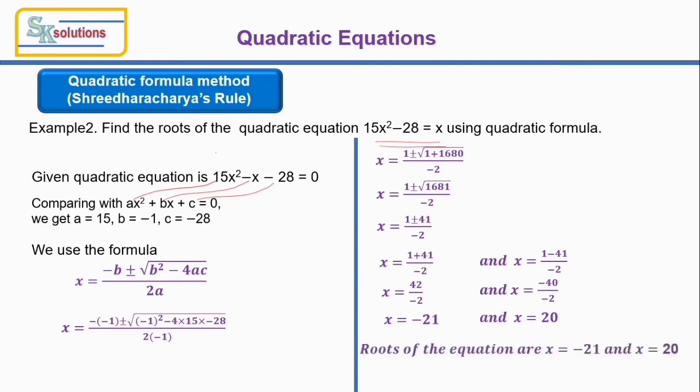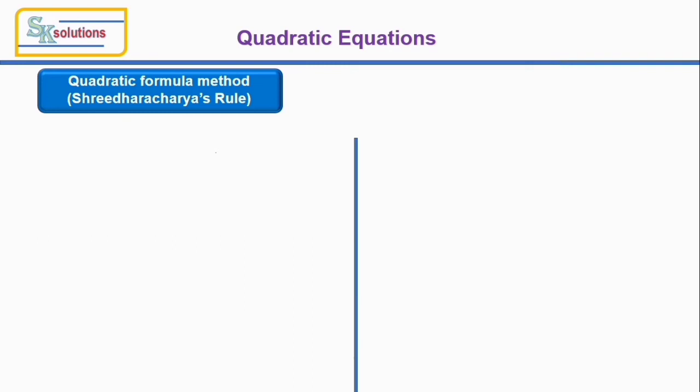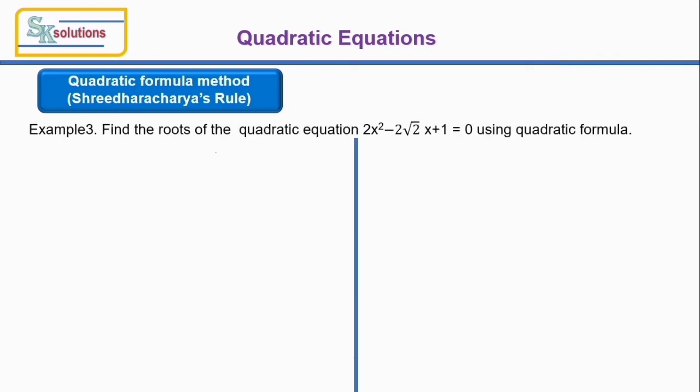So the solutions or the roots of this equation, roots are also known as solutions of the equations. Here the roots of the equation are x is equal to negative 21 and x is equal to 20. The last example we will see in this session is: find the roots of the quadratic equation 2x square minus 2 root 2 x plus 1 equal to 0.